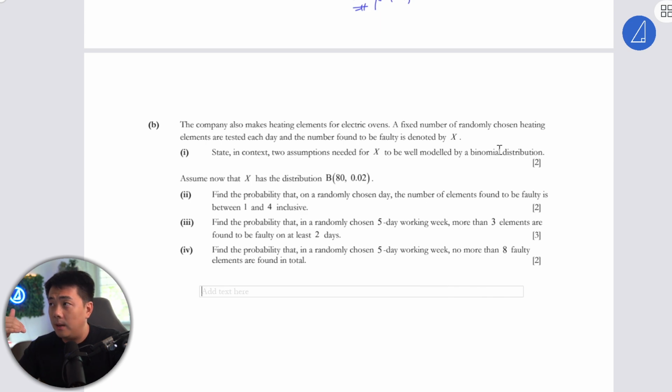I think the first thing is that each heating element being faulty or not is independent of one another, and also the probability of them being faulty is held constant. Okay, so these are the two assumptions needed for X to be well modeled by a binomial distribution.